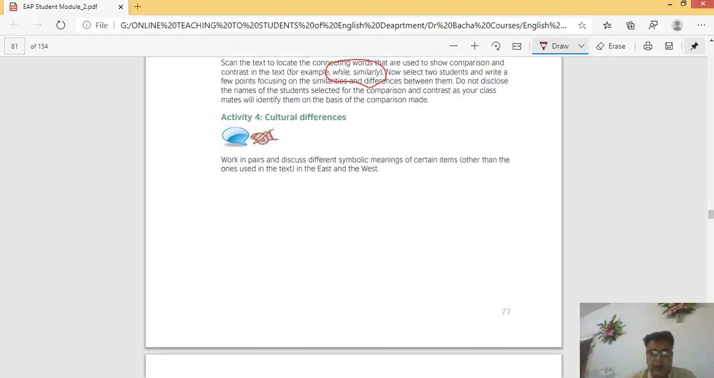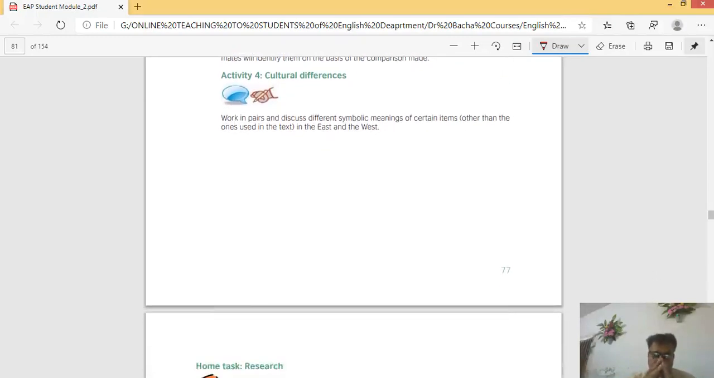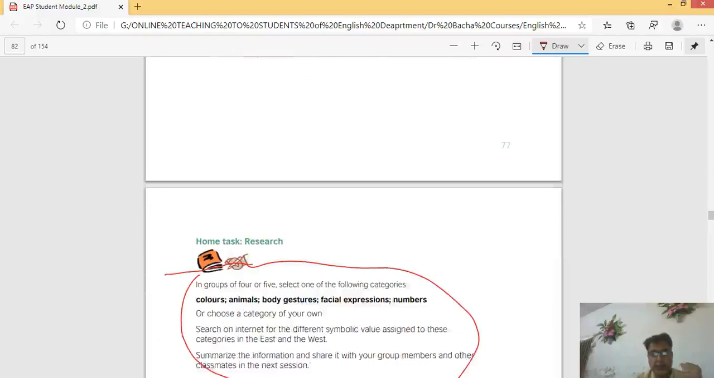And then the cultural differences. Now this is very, very important for you people. You have to work in pairs and discuss different symbolic meanings of certain items, other than the ones used in the text, in east and west.